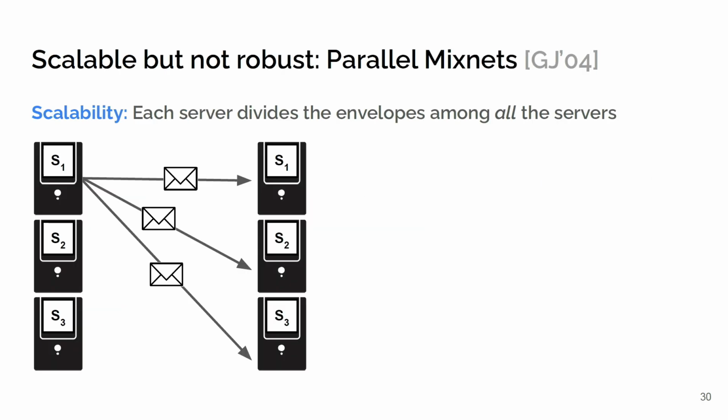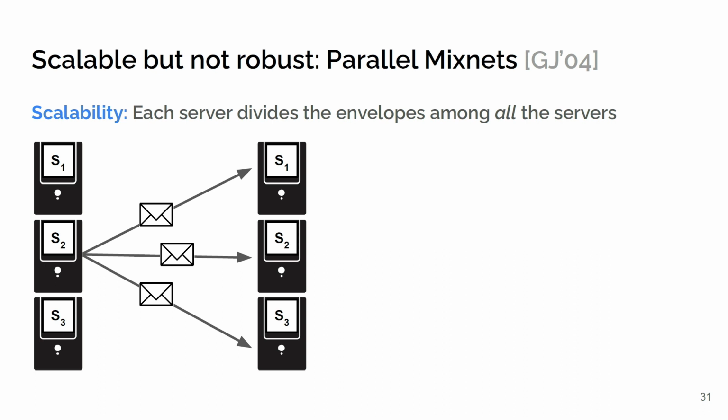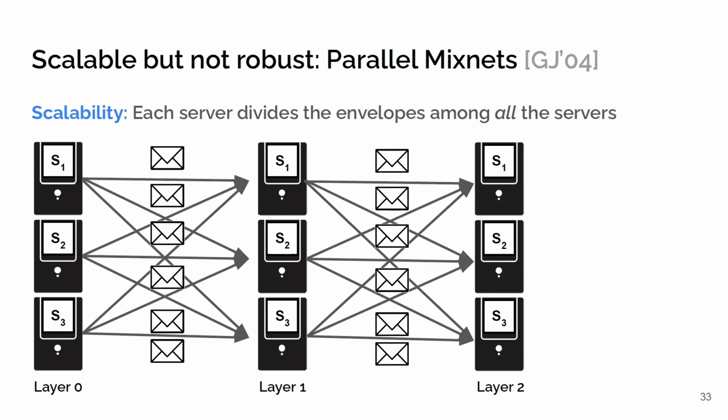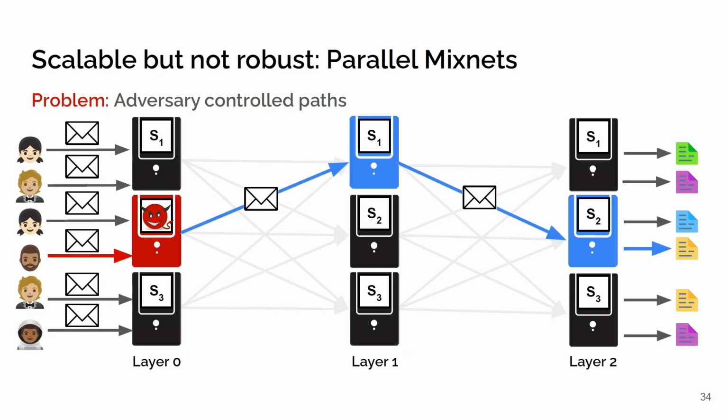So let's say that we try to build something scalable. We can look at parallel mixnets. In a parallel mixnet, each server is going to have a subset of the messages. Then they're going to randomly divide that subset among the other servers. So they'll split it up and send it off to the servers. Each server is going to do this, and you're going to end up with a pattern that looks like this, which kind of shuffles the messages. You're going to repeat this pattern several times until the messages are shuffled. And this is very scalable. As we add more servers, each server has to do less and less of the work. Of course, this is not robust.